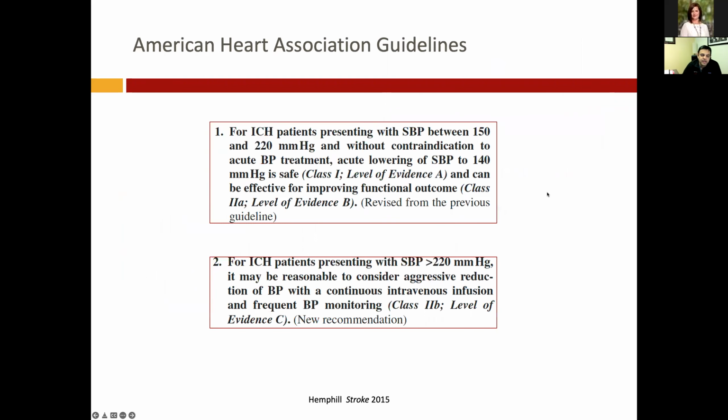With that said, the American Heart Association guidelines, which are due to be revised soon because these guidelines are almost 7 years old, tell us that if somebody presents to you with an ICH and has a blood pressure at the time of presentation between 150 and 220, then it is totally reasonable to bring it down to 140 or less. But for somebody who has a blood pressure greater than 220, I think that is when you need to be a little more cautious. Perhaps bringing it down to less than 160 or so is better in terms of avoiding any renal complications.